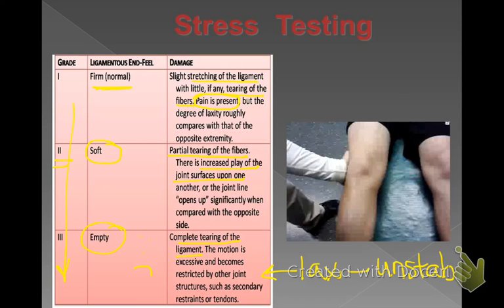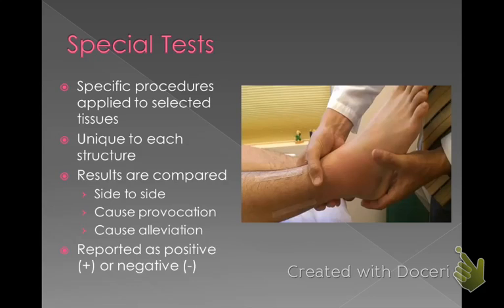A key component to injury evaluation, and probably a key component to this particular course, will be the special tests that are used to rule in or rule out certain pathologies within each joint. One of the most interesting things about special tests is that each joint has an assigned set of special tests assigned to it.